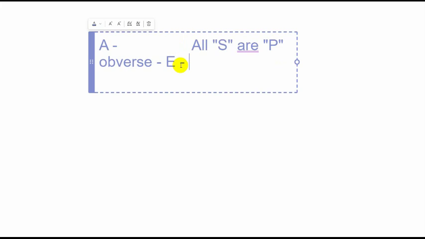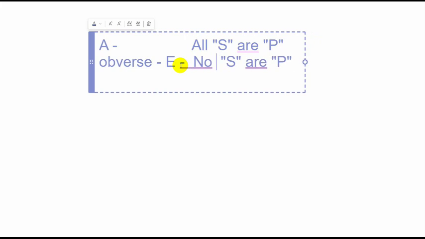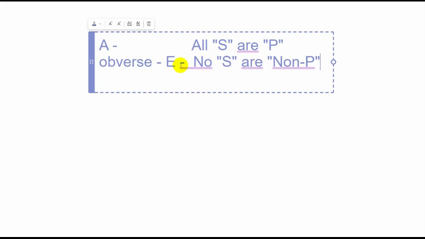And what does E stand for? What is the rule for obverse? The rule is the subject and the predicate remain where they are. And E stands for no. So we have no S are P, but this P becomes non-P, because we have to replace it with its complement. Alright, so this becomes the E.